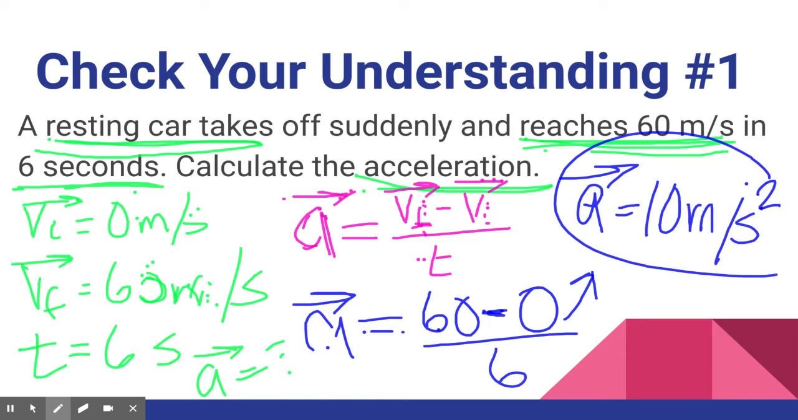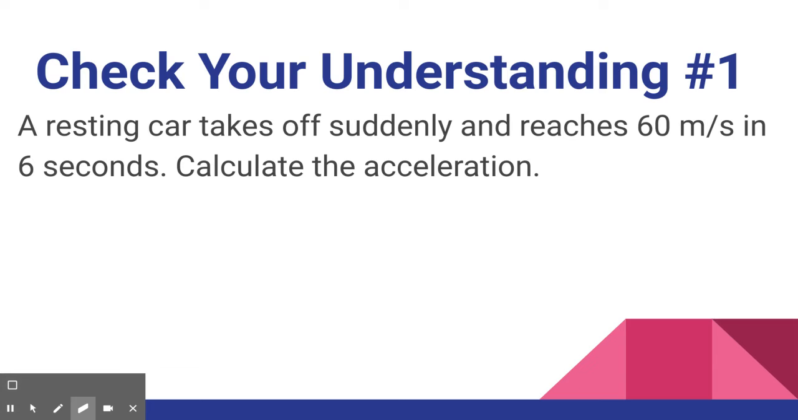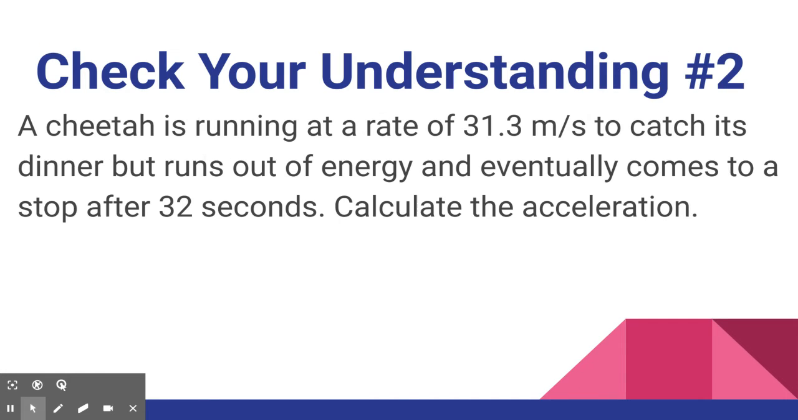Not too shabby. What that means in this case is that for every second that passed, this car increased 10 meters per second. I'll say that again in a different way: this car increased its velocity by 10 meters per second every single second. That's the answer for this one, 10 meters per second squared. So let's try number 2.